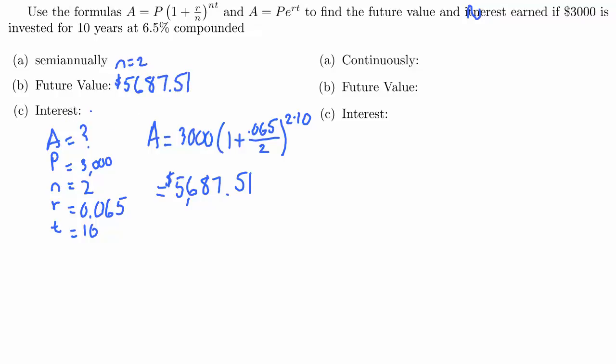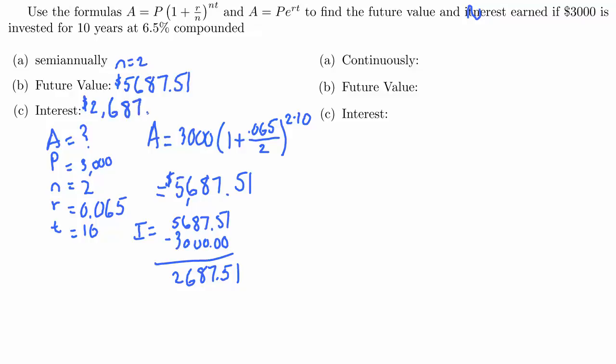Now the interest is just the difference between the future value and the present value. So for the interest, it was 5687.51 minus your original 3,000. And that gives you 2687.51. In other words, $2,687.51.